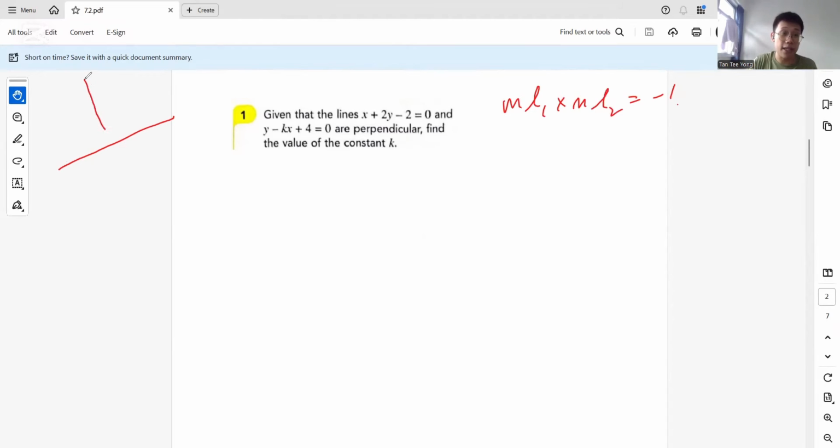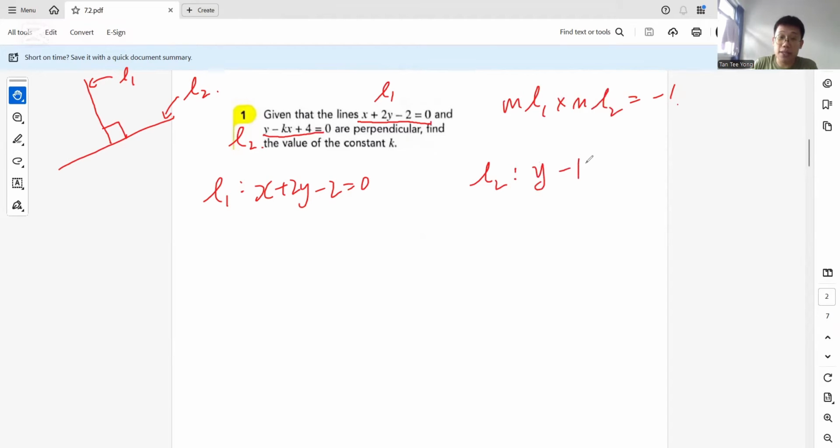So let's say we have something like that. This is L1 and this is L2. When we take these two gradients and multiply them with each other, we will get -1. For the first step, I'm going to label this as L1 and this as L2. L1 is x plus 2y minus 2 equals 0, and L2 is y minus kx plus 4 equals 0.